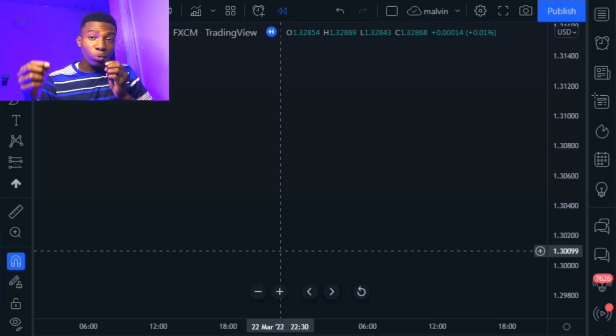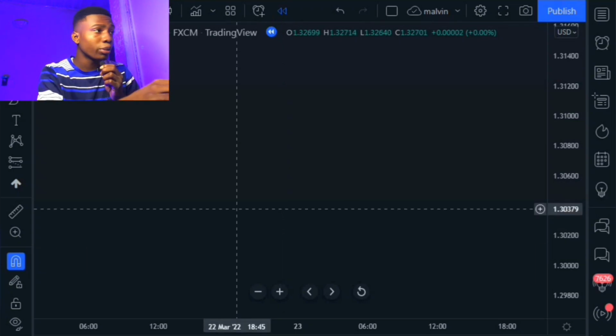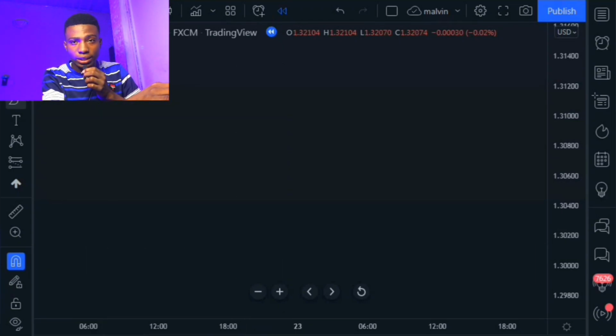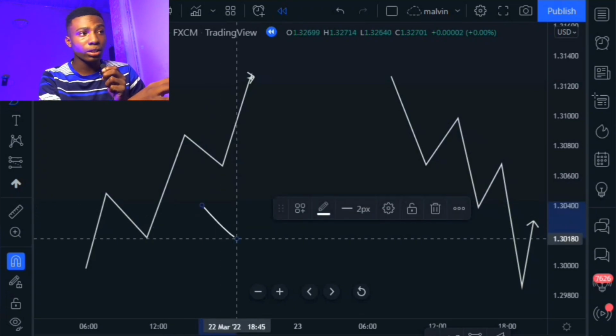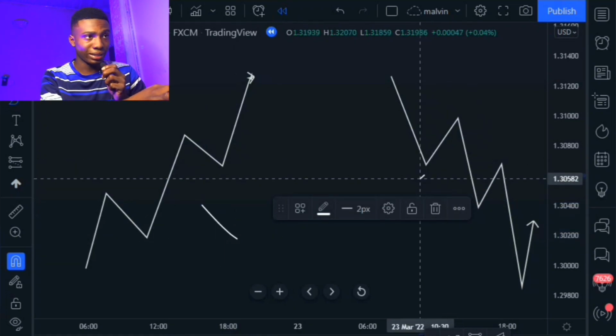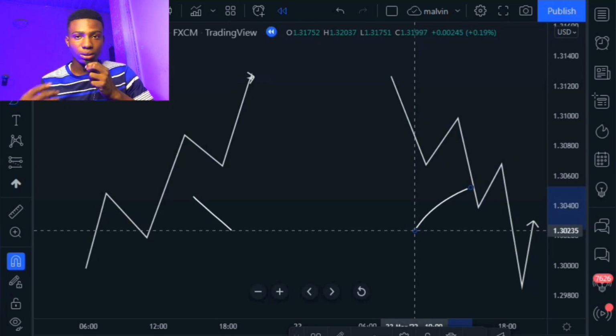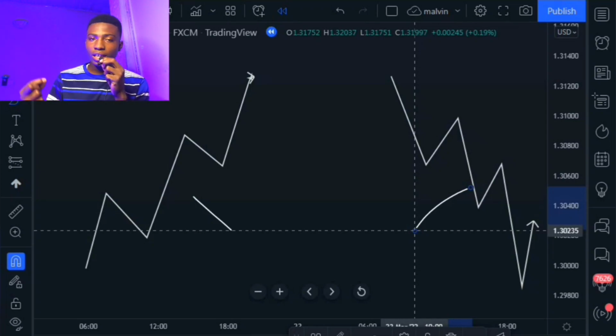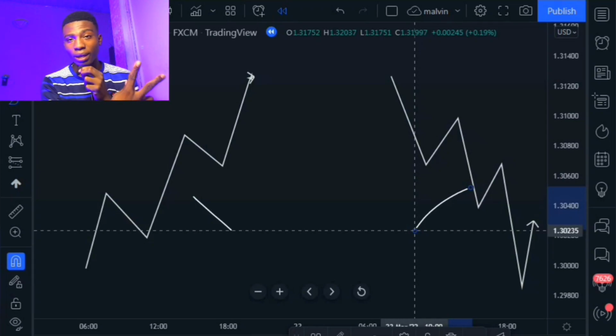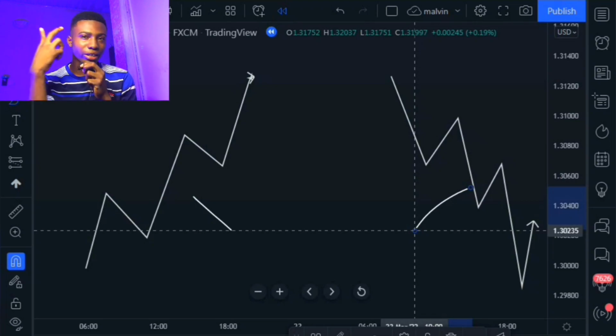Okay, so what we're going to be working with here is price movement. And by price movement, what do I actually mean? We're looking at an uptrend, or a downtrend, or the market is in a consolidation. Now what we're going to be doing is using the two trends of the market to know when the market will get into consolidation.